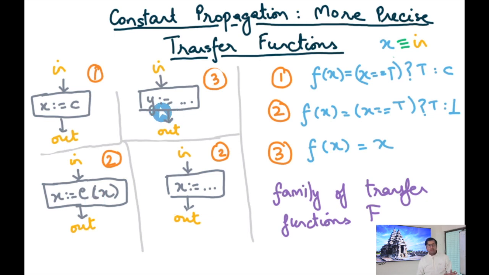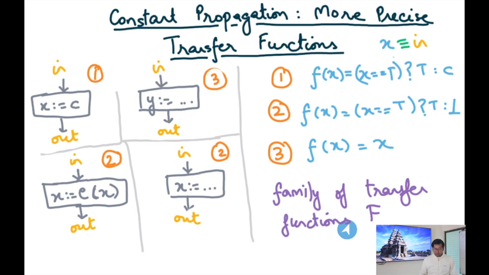Similarly, if I was assigning some value to another, unrelated variable y, then the transfer function I was using was the third transfer function, which is the identity function, f(x) equals x. And finally, if I was assigning some arbitrary expression, in this case the right hand side could be, let's say, y plus z. The difference between this case and the previous case is that there the right hand side is an expression on x, for example x plus 1 or x plus 2. Here the right hand side could be an arbitrary expression that may involve other variables like y, z, etc. So in this case also I'm using the second transfer function, which is: if x is top, then use top, otherwise use bottom. So this is the family of transfer functions that we looked at in our last lecture module.